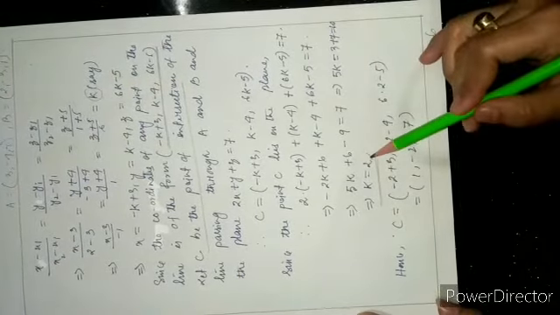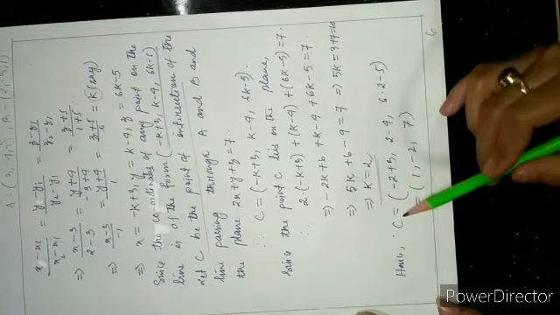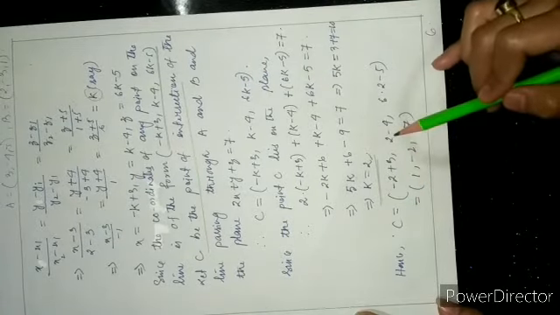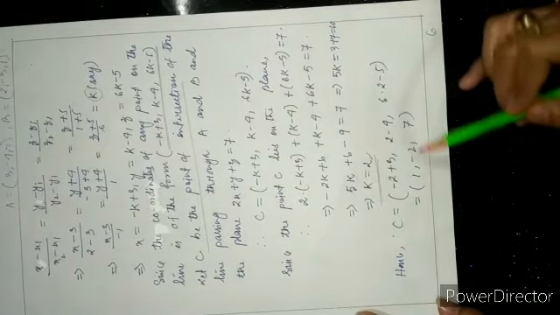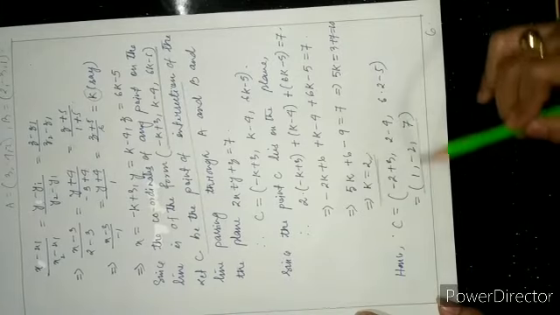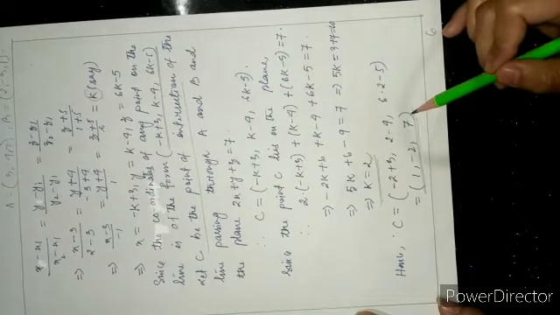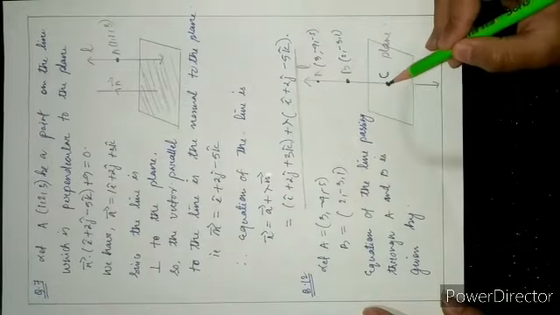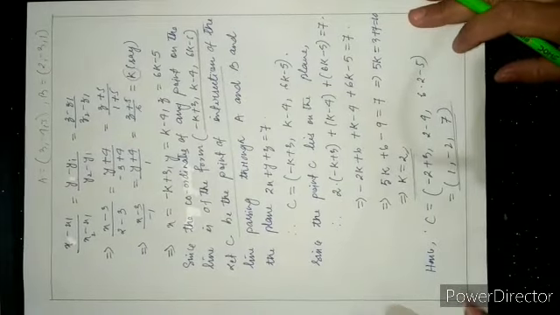Putting the value of k in the coordinates of C, C will be equal to minus 2 plus 3, 2 minus 4, and 6 into 2 minus 5. So the coordinates of C are 1, minus 2, 7. The line passing through A and B and the plane intersect, and the point of intersection C has coordinates 1, minus 2, 7. For today let's end here.